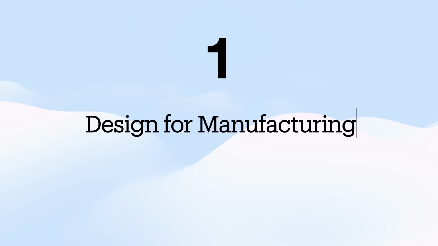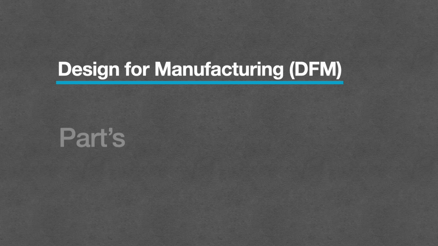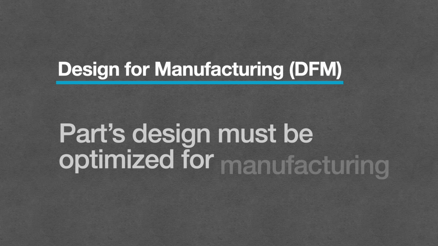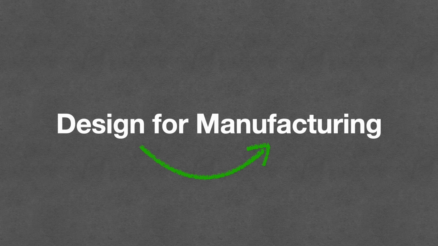So the first and foremost is design for manufacturing. In industry, we often call it DFM. It simply means your design part must be optimized for manufacturing. But the problem is most engineers approach this in a very wrong way. Instead of designing for manufacturing, they actually try to adjust the manufacturing for the design.